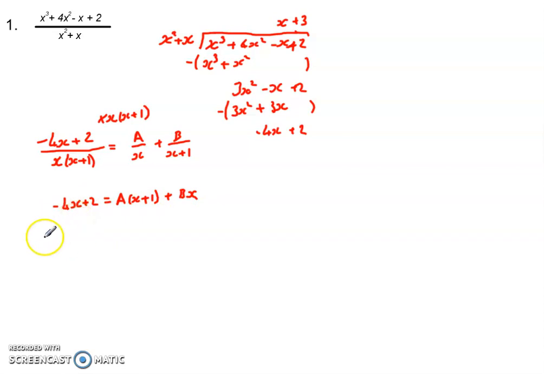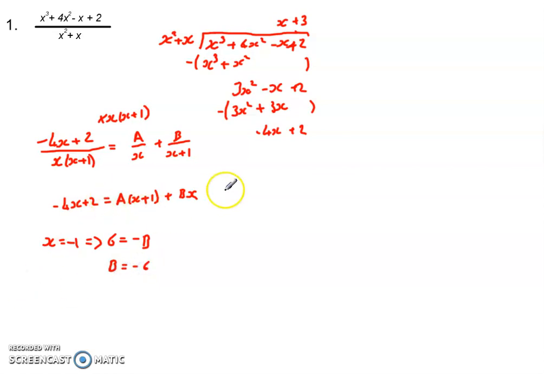So if I choose x equals negative 1, what I'm going to do there is get rid of the a part here, and I'll be able to find b. So I get negative 4 times negative 1, which is 4, plus 2, which is 6, and that equals b times negative 1, so negative b. So from that, I can state that b is equal to negative 6.